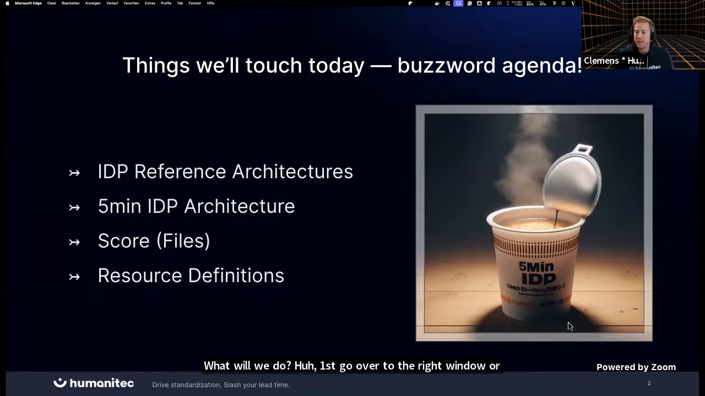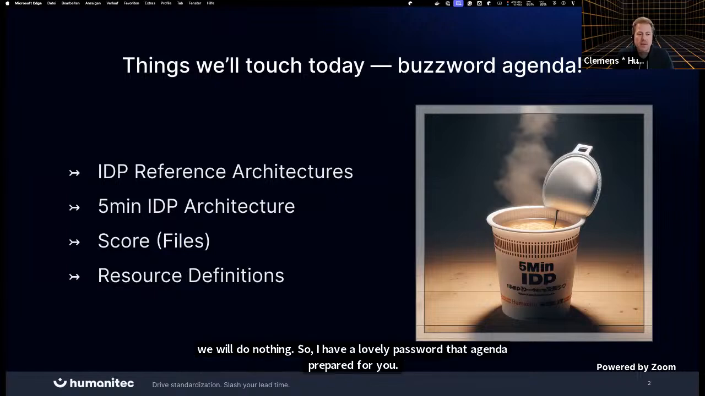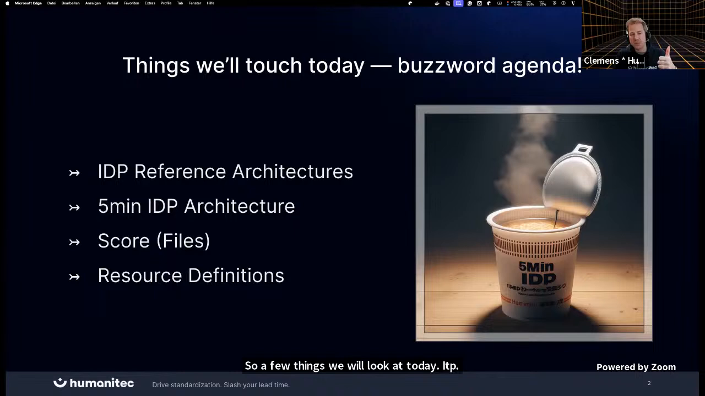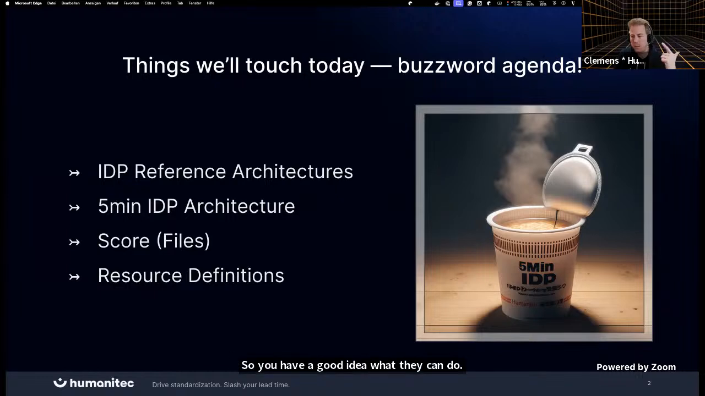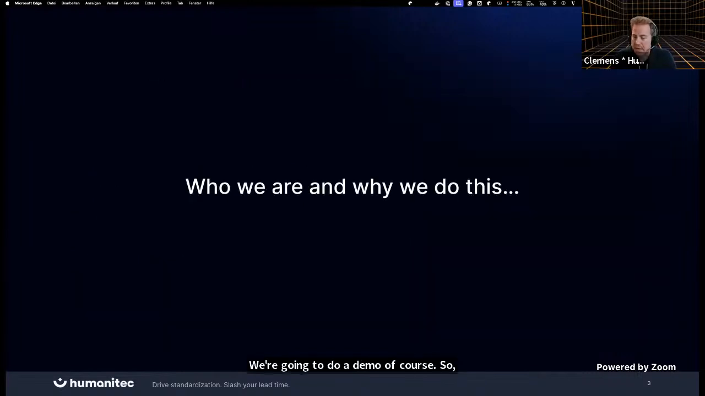So I have a lovely buzzword agenda prepared for you. A few things we will look at today: IDP reference architectures and the 5-minute IDP architecture, and I will try to contrast them so you have a good idea what they can do and what they can't do. We'll be taking a look at Score and Score files and at resource definitions. And because 4 things on a slide always looks a little bit off, I needed a 5th, but I didn't put it there because who cares, right? We're going to do a demo, of course. So off to the races.